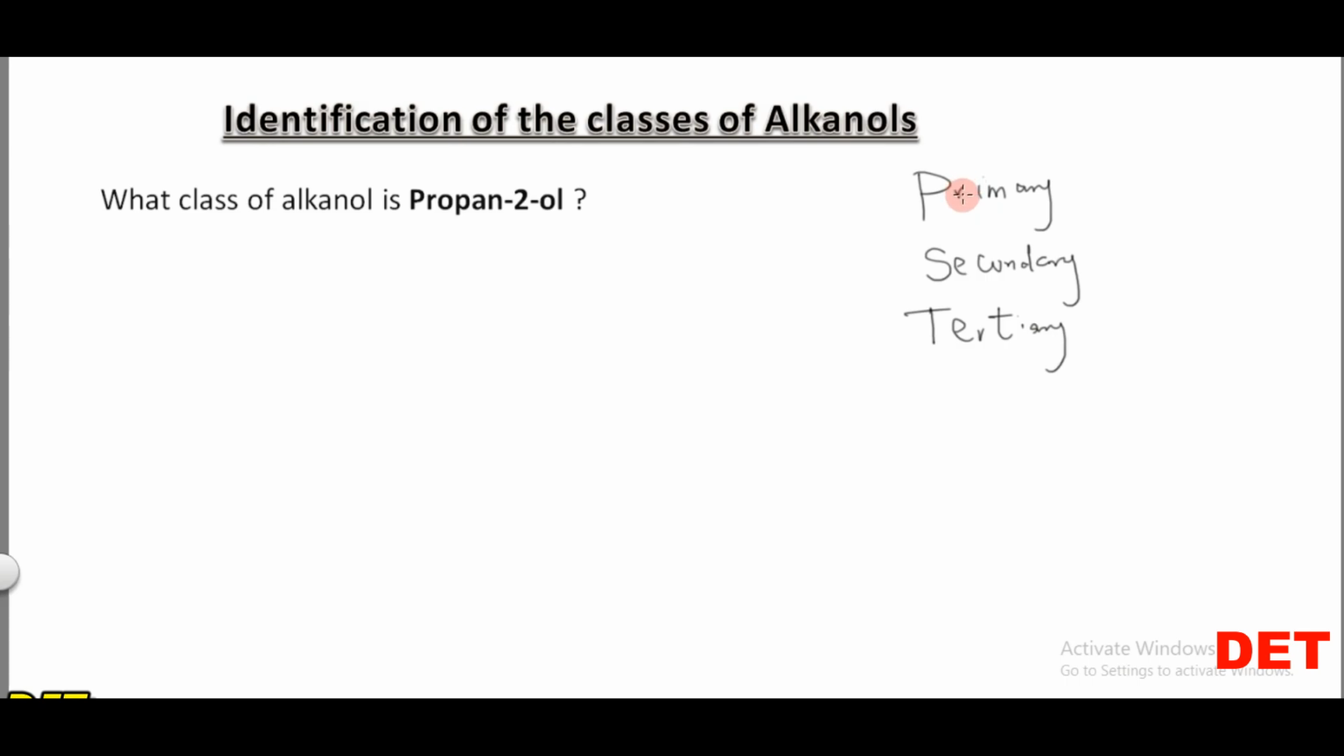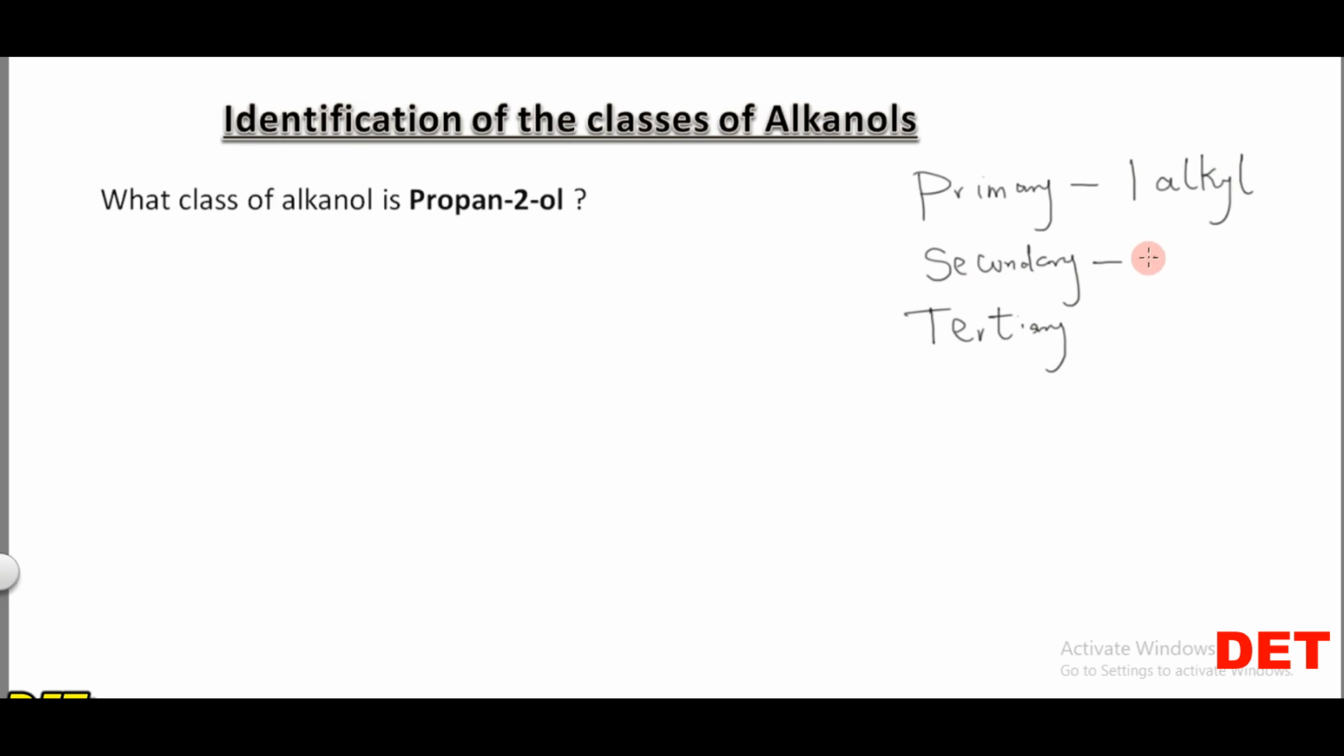We have three classes of alkanols based on the number of alkyl groups surrounding the carbon atom bearing the hydroxyl group. So based on that, we have three types of alkanol, three classes of alkanol. We have the primary alkanol. The primary alkanols have just one alkyl group attached to the carbon atom bearing the hydroxyl group.